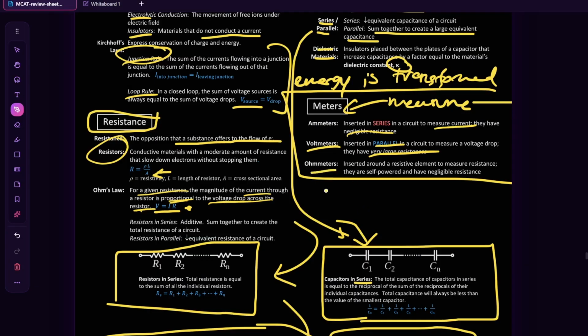Now ohmmeters. They measure resistance directly. They're connected across a resistive element, and unlike voltmeters and ammeters, they are self-powered, so they supply their own small test current and measure how the component responds. Just like ammeters, they have negligible resistance, so they don't add extra resistance to whatever they're testing. The pattern to remember is: ammeters go in series with tiny resistance, voltmeters go in parallel with huge resistance, and ohmmeters power themselves.